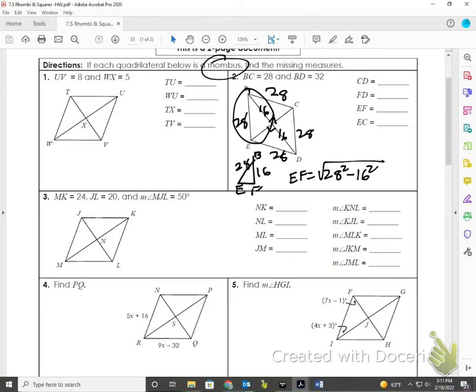And we get 22.97. So that's going to round up to 23.0, which would make the whole thing 46. So CD, that's a side, 28. F to D, that's 16. That's half of the B to D diagonal they gave us. E to F, we figured that out. That's 23.0. And E to C, that's that full thing. So that's 46.0. Easy peasy.